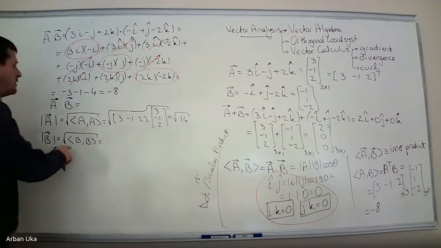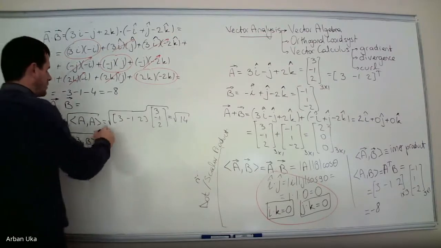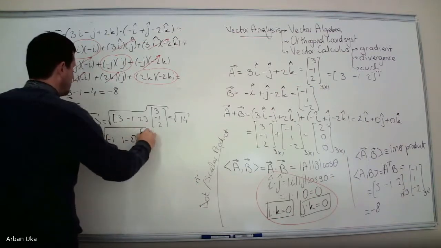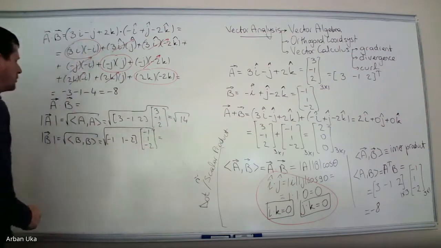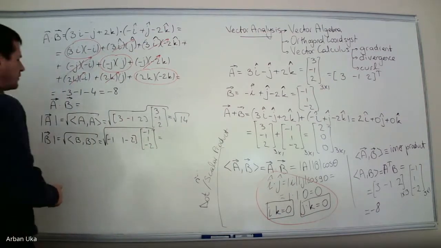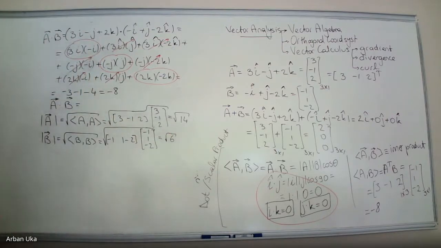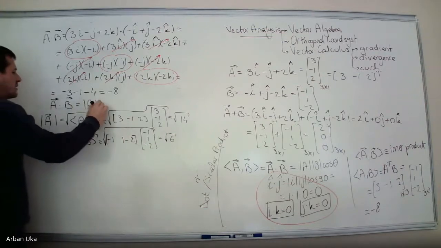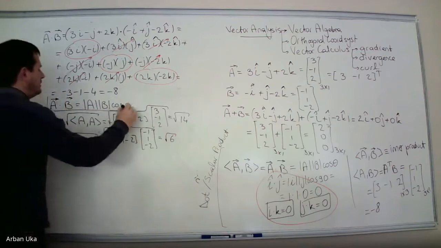The magnitude of B is going to be the square root of minus 1, 1, minus 2 times minus 1, 1, minus 2. And this is equal to 1 plus 1, 2, plus 4, 6. This is the square root of 6. Then, from these two relationships, we can write this form here, which is equal to cosine theta.